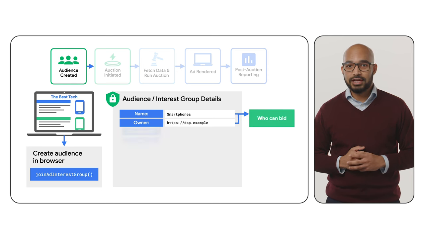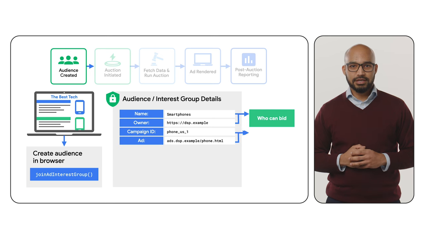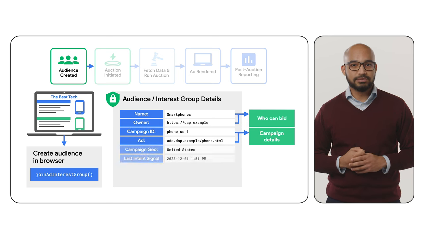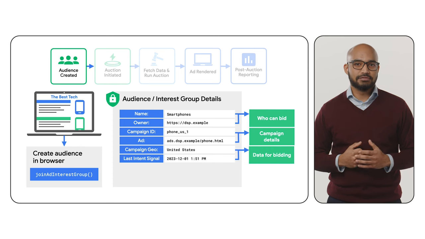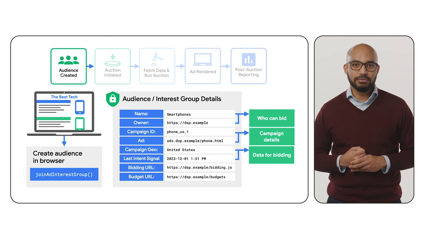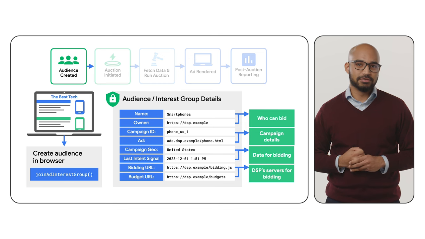Next, we have data about that specific campaign, the campaign ID, and a link to the creator for this campaign. Then we have some data that can be used while bidding on this audience. Here, the target geography for the campaign and also the time of last intent signal for the user. That could be the last time this ad tech saw the user on the product review site. Finally, there are links to resources hosted on the DSP's servers.